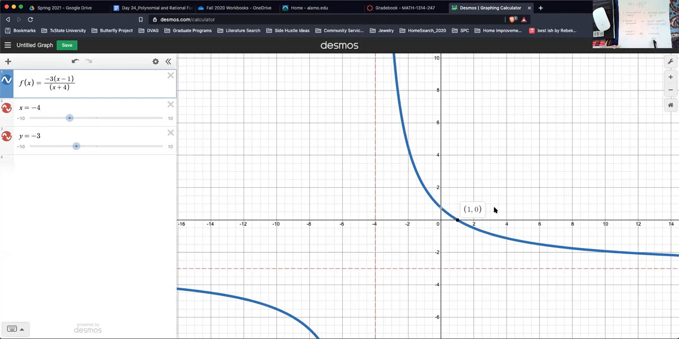So if we set the factors on the numerator equal to 0, we can find the x-intercept. In the same way that when we were solving polynomial equations or polynomial functions, if you set those factors equal to 0, you get the x-intercepts.